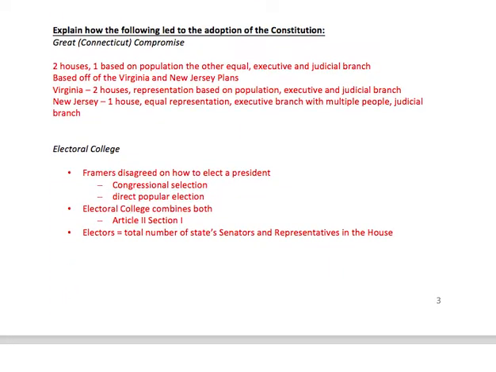When adopting the Constitution, you had your compromises. One of the first ones was the Great Compromise. You had the Virginia Plan coming in and the New Jersey Plan, one for large states, one for small states. Based off of these plans, they came up with the compromises. They have two houses, one based on population, the other equal, so 2 senators from each state. And they also created the executive and judicial branch, again, based off of those two plans.